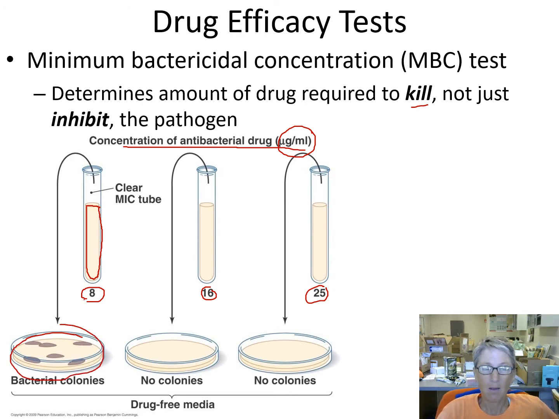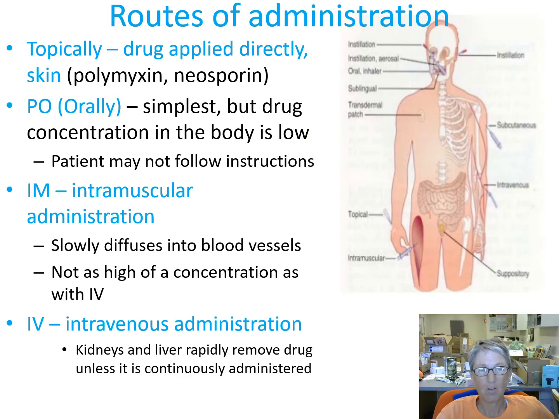So at 8 micrograms per mil of your drug of interest, that didn't kill the bacteria. They're still growing in these colonies. At 16 and 25 micrograms per mil, there's no growth. So from a cost standpoint, you could use this drug at 16 micrograms per mil to kill your bacteria of interest. Okay, so let's talk about routes of administration of drugs.